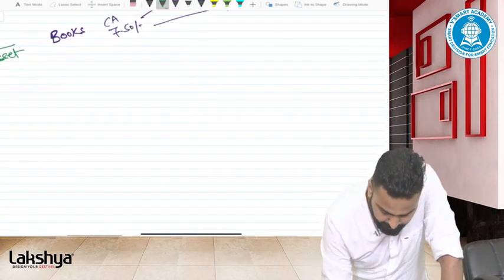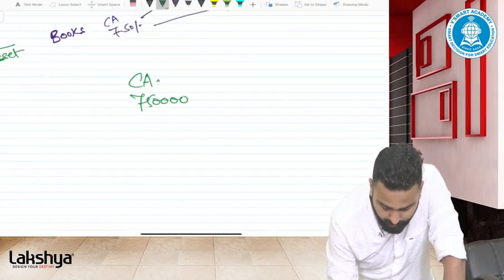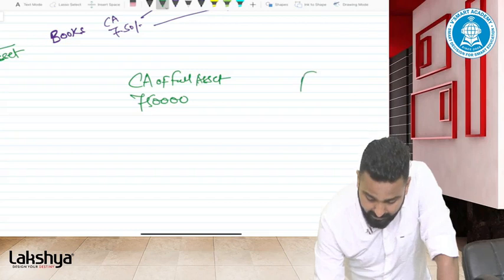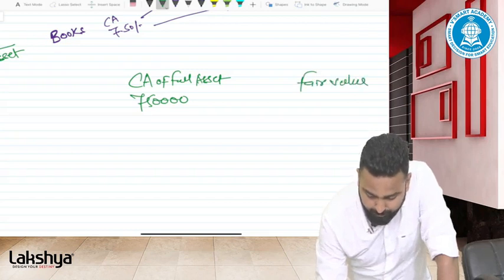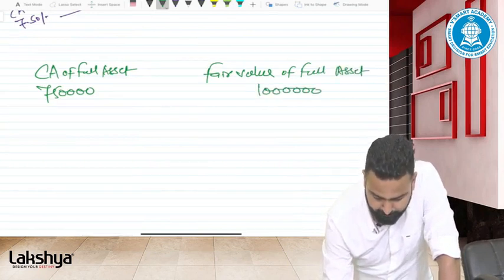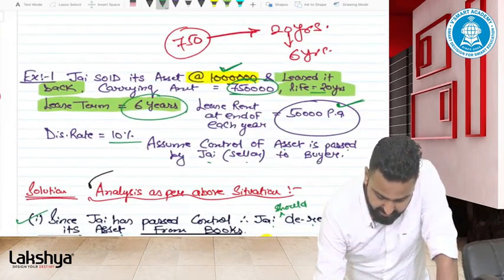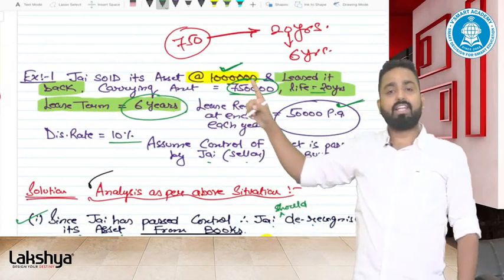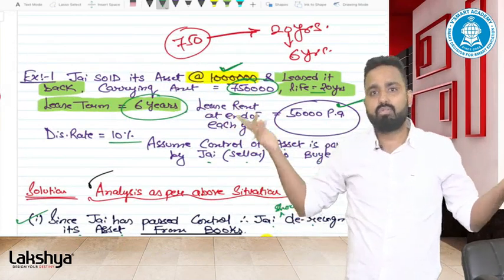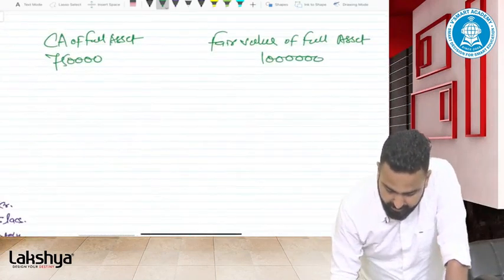If I say the carrying amount of the full asset is 750 and the fair value of the full asset is 10 lakh. Sir, what is 10 lakh? 10 lakh is the sale value. The asset is sold at 10 lakh, so we can consider it as the fair value. The sale is 10 lakh, then the fair value is 10 lakh. Okay, the full value is 10 lakh.